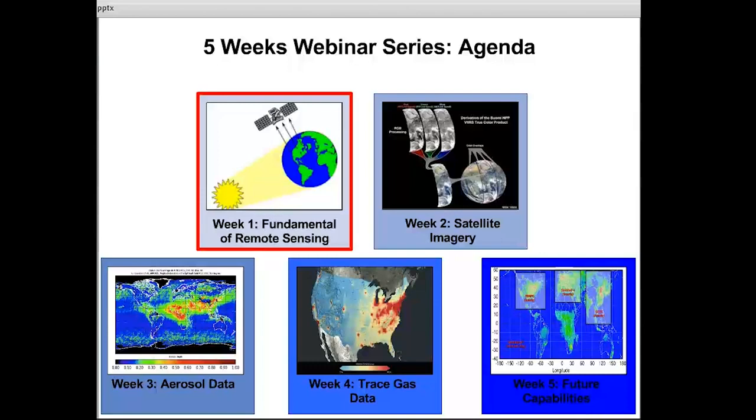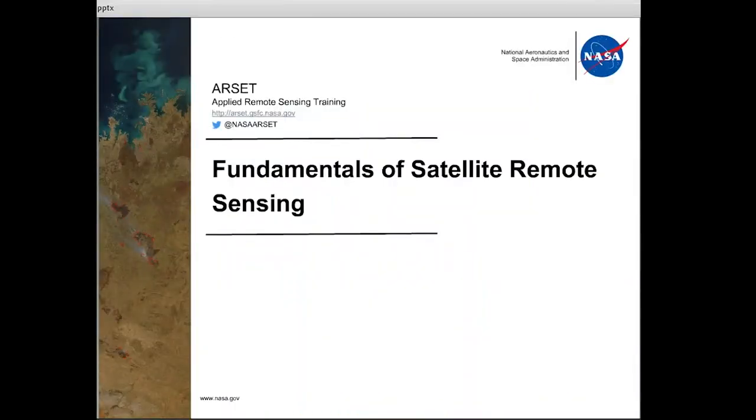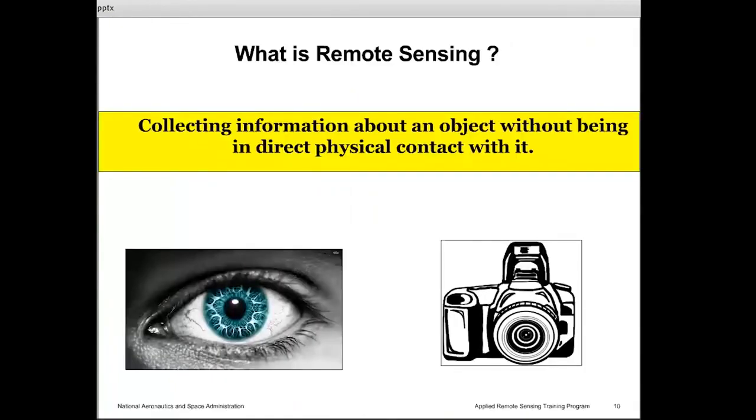In week 3 we'll talk about the aerosols data, which can be related to particulate matter air quality, and then the trace gas data sets will be talked about in week 4. And in week 5 basically we will review all the material and then provide you the upcoming future satellite missions to help air quality monitoring. So let's talk about fundamentals of satellite remote sensing.